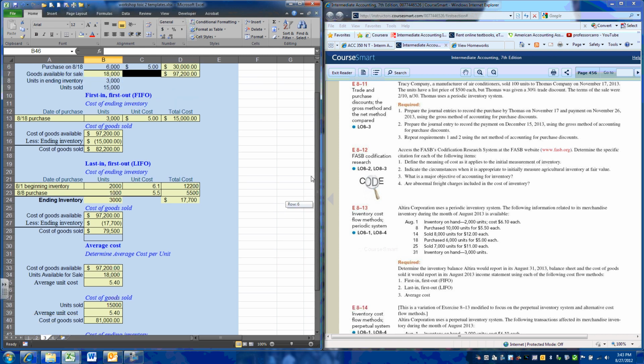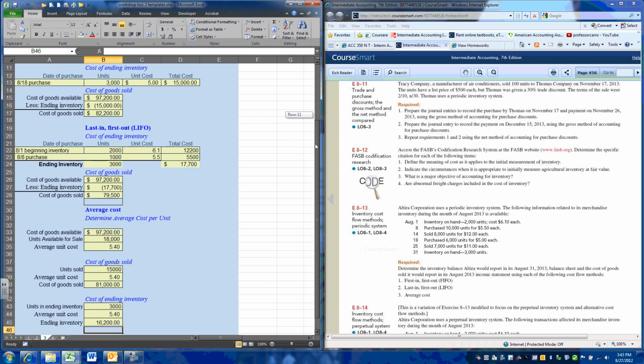So each of our three methods will produce a different ending inventory. Since ending inventory is used to compute cost of goods sold, that means we'll have a different cost of goods sold amount under each of our valuation methods. Different cost of goods sold is going to produce different gross profit. Different gross profit will produce different net income, which results in different balances in our retained earnings.